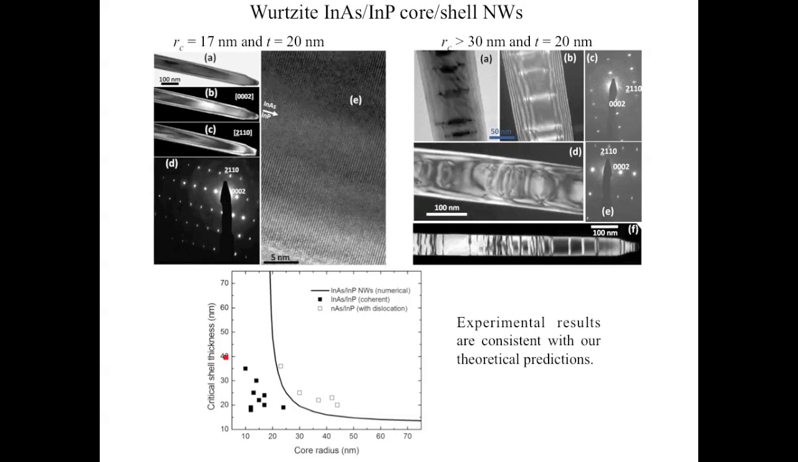Also, I'm showing this one here. This structure is coherent, but we have some stacking faults. The difference between stacking faults and this dislocation is that this one stops right at the interface, while this goes all the way to the outer surface. And here is more experimental result consistent with our predictions. We can see for a core radius of 10 nanometer, we can grow a shell thickness of 35 nanometer, which is 8 times higher than the value reported for thin films.